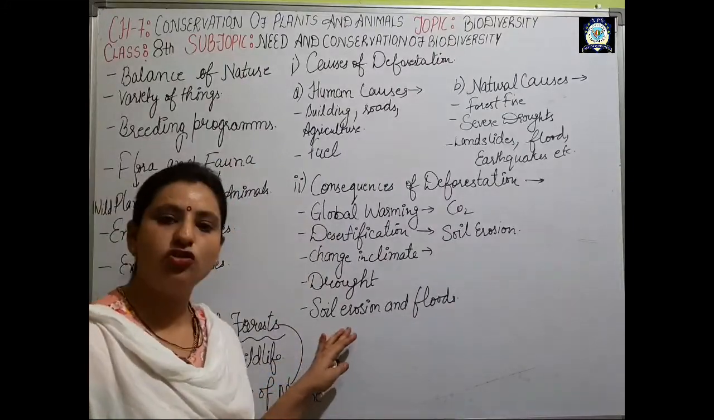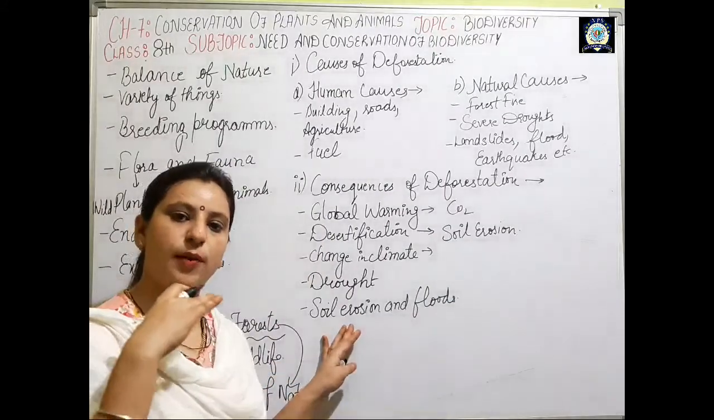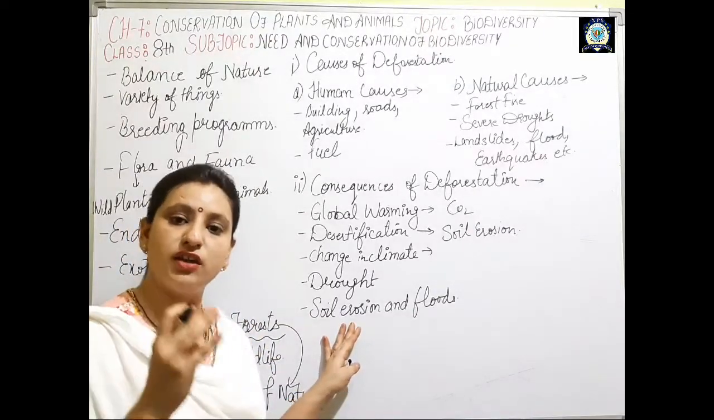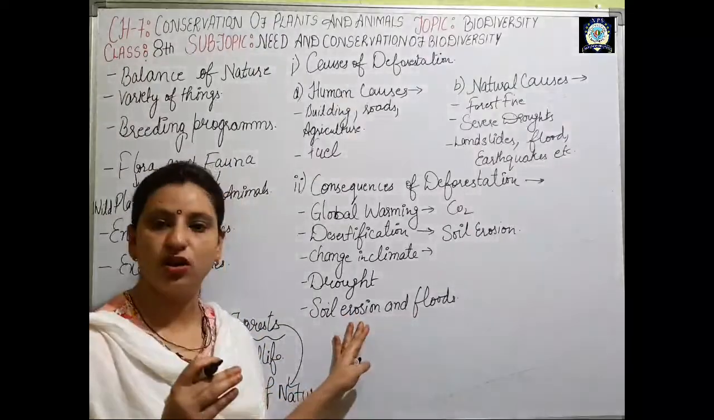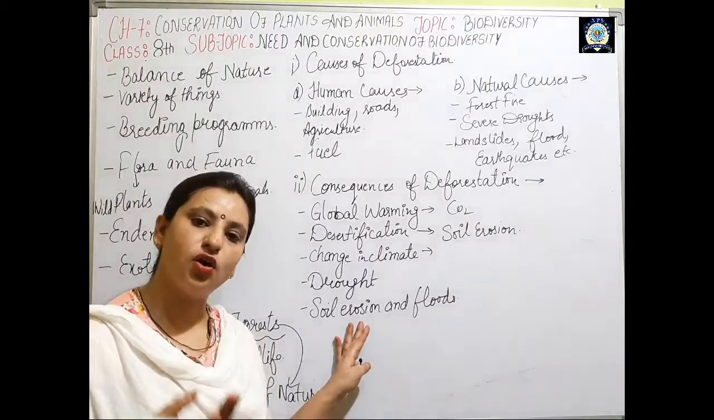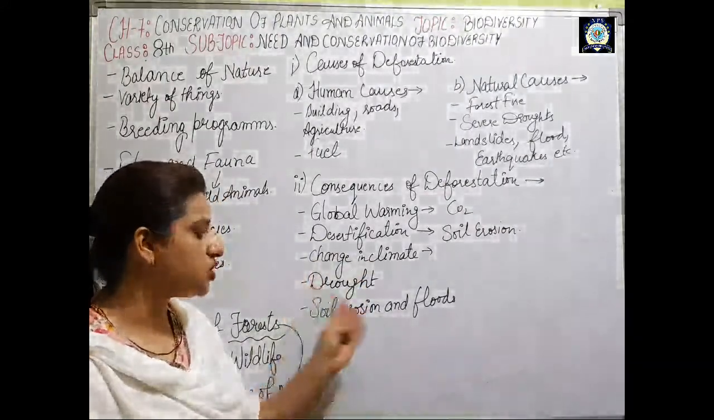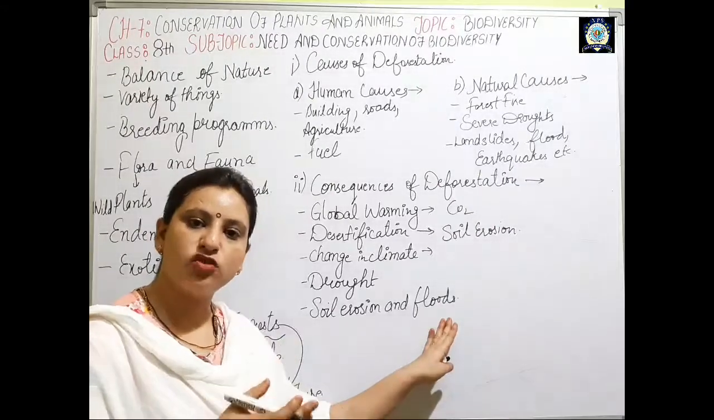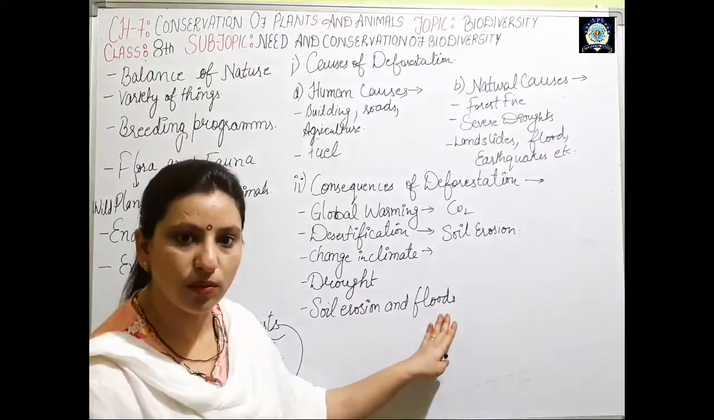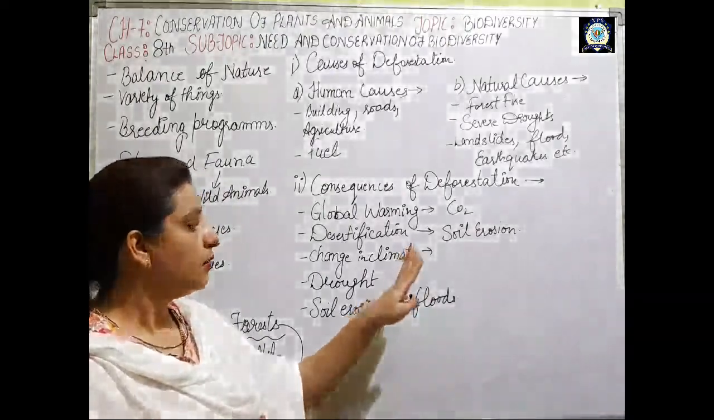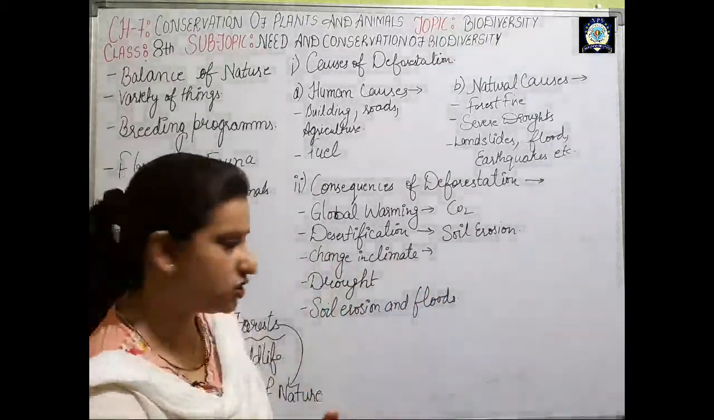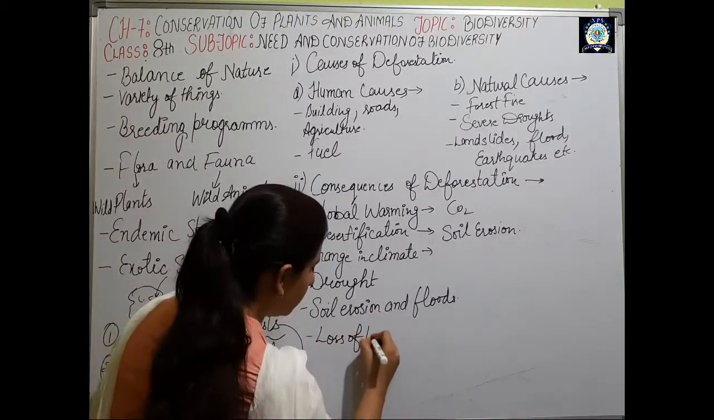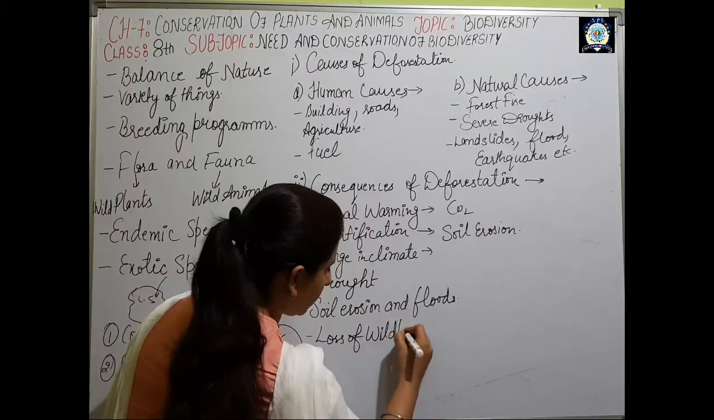If loss of trees takes place from the upper layer, then easily with heavy wind or heavy rainfall, the uppermost soil will erode out. And we have also discussed that due to climate change, in some places flood-like conditions take place. So it is also a very big problem due to deforestation. Next is loss of wildlife.